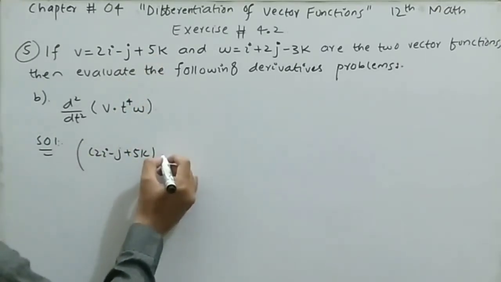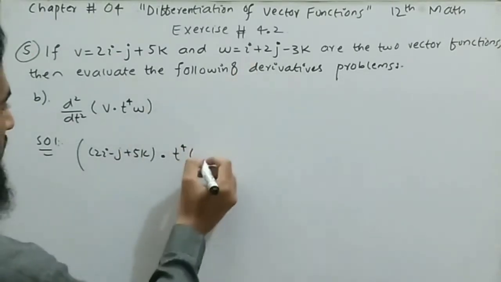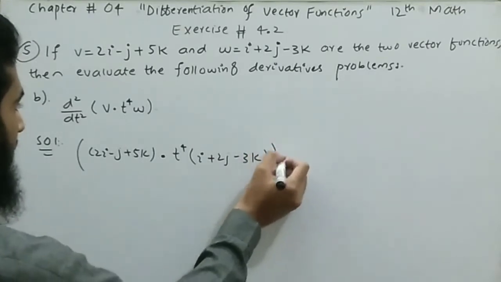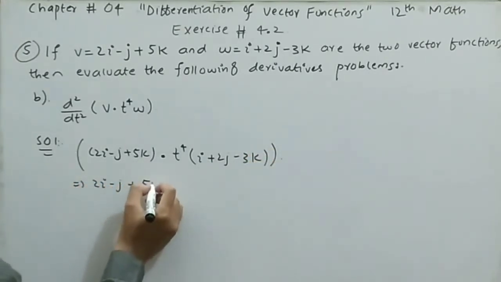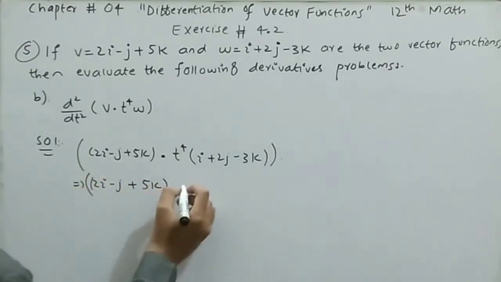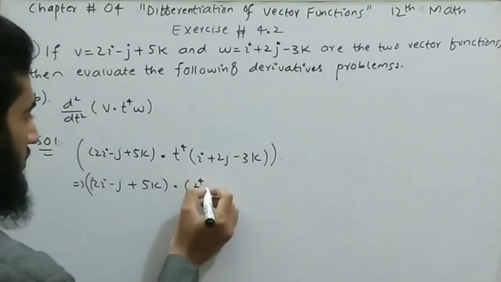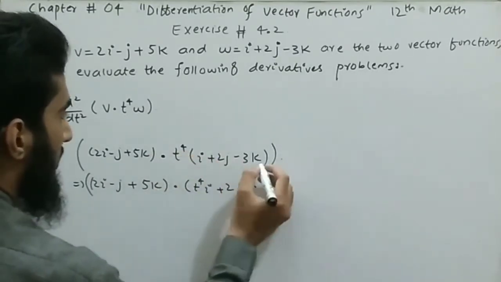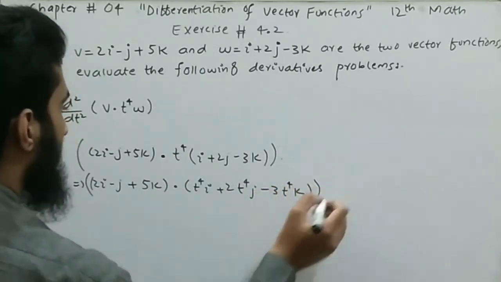Over here we have the dot product. And after this over here we have t power 4 into w. Our w is i plus 2j minus 3k. Now by simplification it becomes 2i minus j plus pi k dot, multiply t power 4 with each and every term. It becomes t power 4 into i plus 2t power 4 j. Multiply the same t power 4 with it, it becomes minus 3t power 4 k.